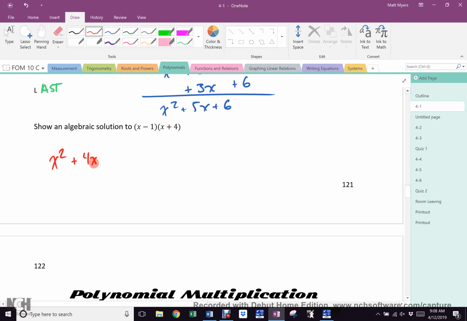Plus 4x. New term, I'm going to use a new line. What's negative 1 times x? Negative 1x. And what's negative 1 times 4? And then I add it up. X squared, what's 4 minus 1? Plus 3x. And what's 0 minus 4? Negative 4.